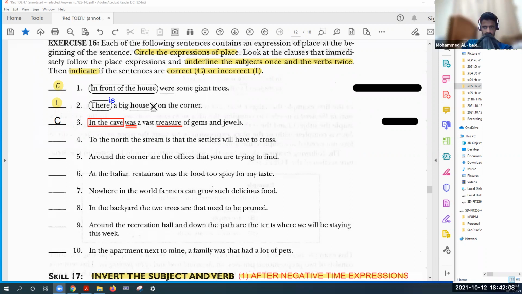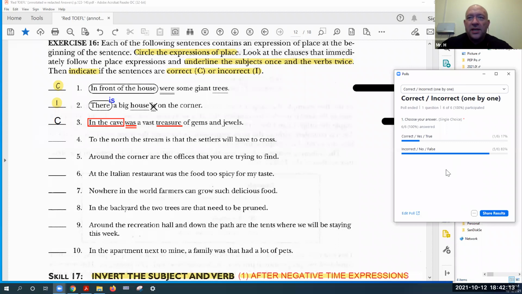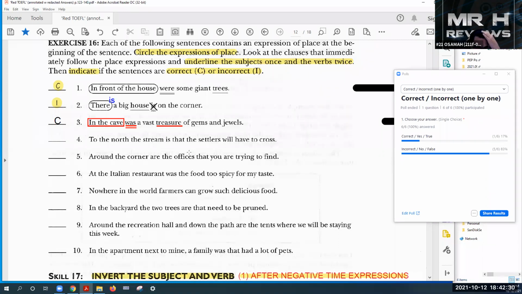Okay. Someone said correct. Everyone else said incorrect. Who selected correct? Who said it was correct? Osama? Okay. So Osama, let's take a look at this. Can you find a place expression? Let's start there. Yes, to the north. All right. To the north is a place expression, right?